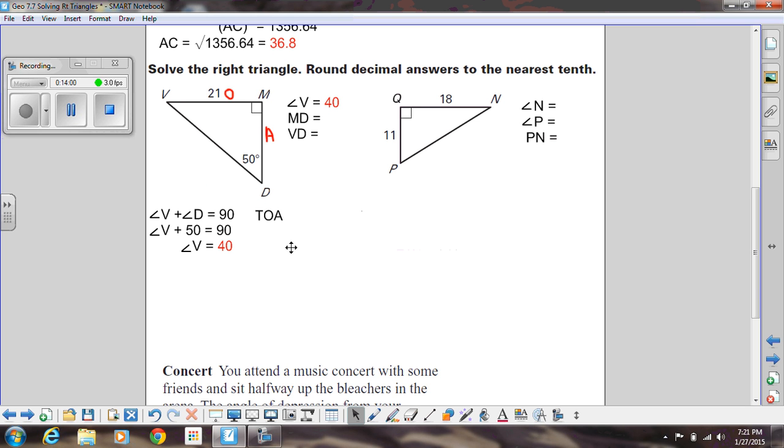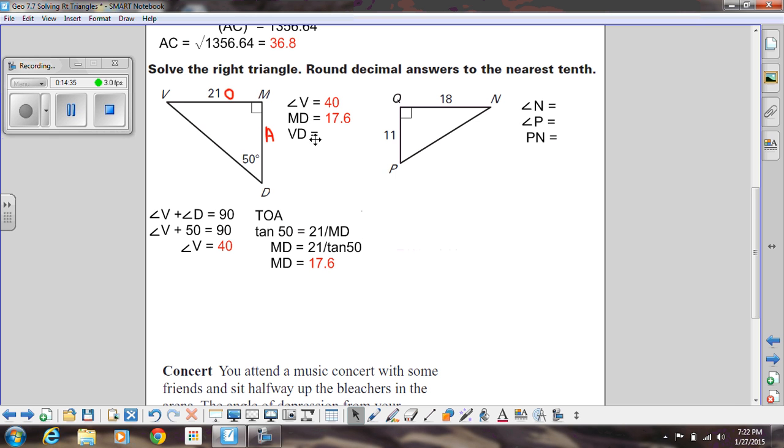So if I use TOA, that means I'm using tangent. So I'm going to do tangent of 50 is equal to 21 over MD. Now remember, the variable is in the denominator, so we need to cross multiply and divide. So that means that I'm going to get MD equals 21 divided by tan of 50. And if you watch that YouTube video "Getting Tricky with It," you would see that they were talking about that as well. So if I put that in my calculator, I get 17.6. So MD is 17.6. Yay.